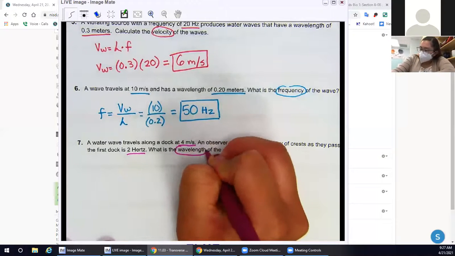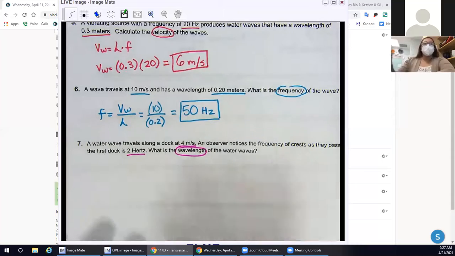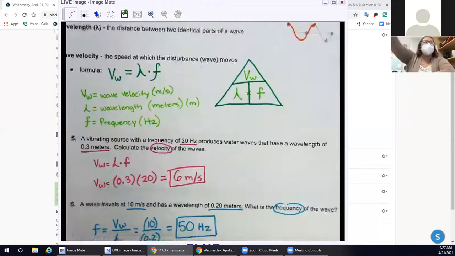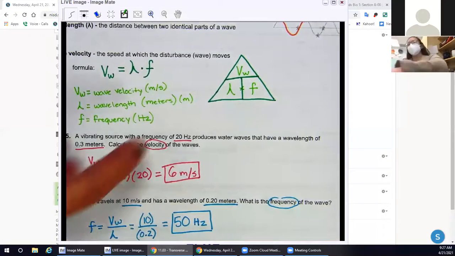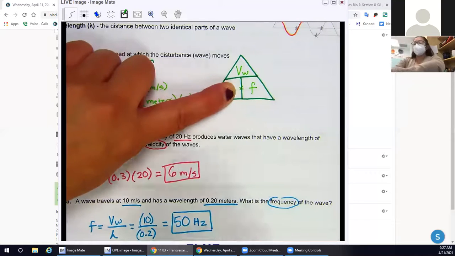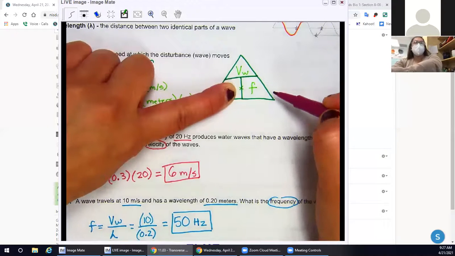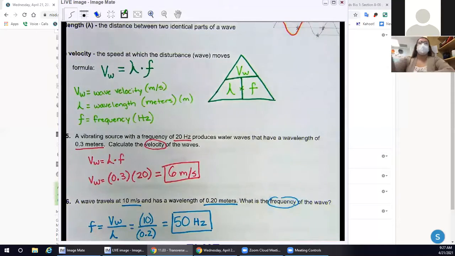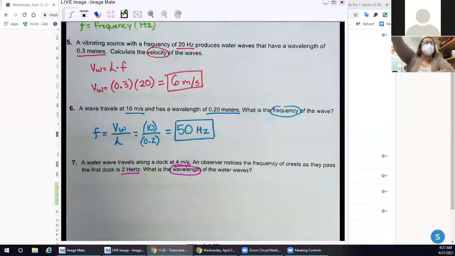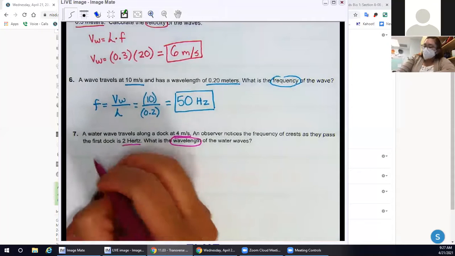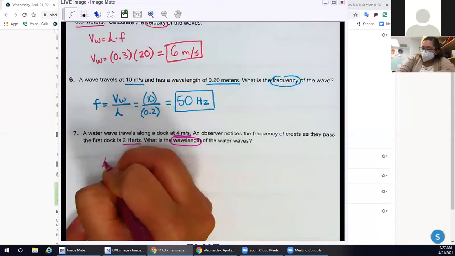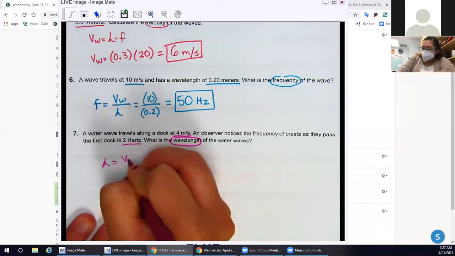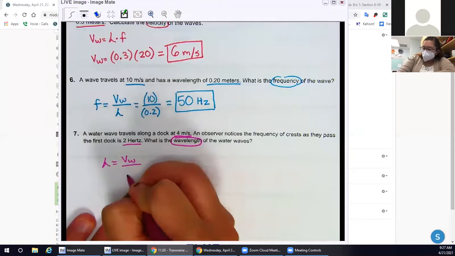So now we're looking for wavelength. And if you're using your triangle, to find wavelength, you just cover it up, and it's your velocity over your frequency. So it's velocity divided by frequency. Again, I'm not going to be using algebra. I'm just going to write it as is. Wavelength equals velocity over frequency.